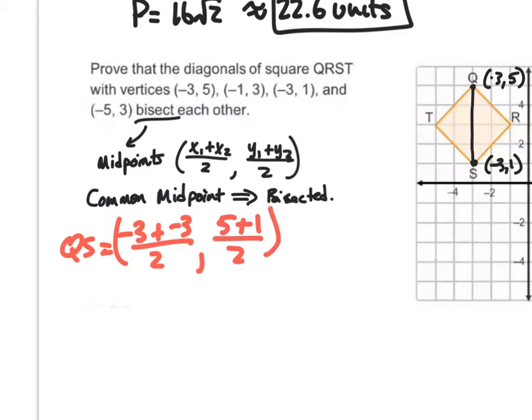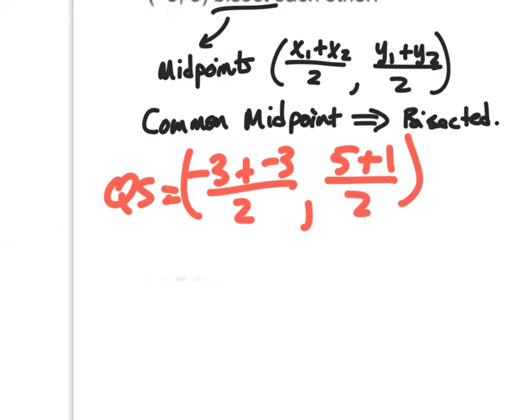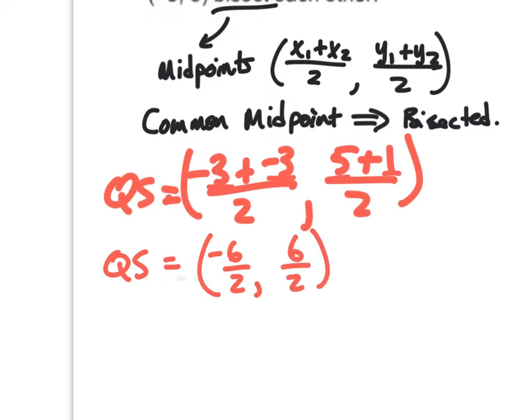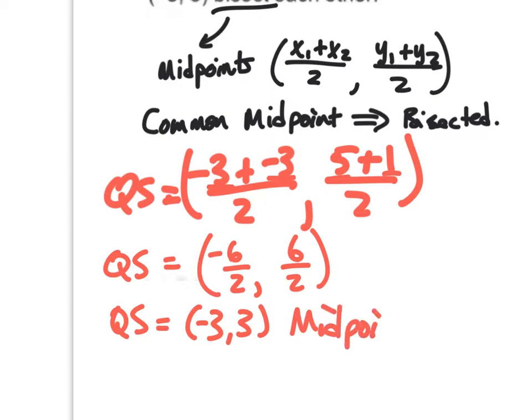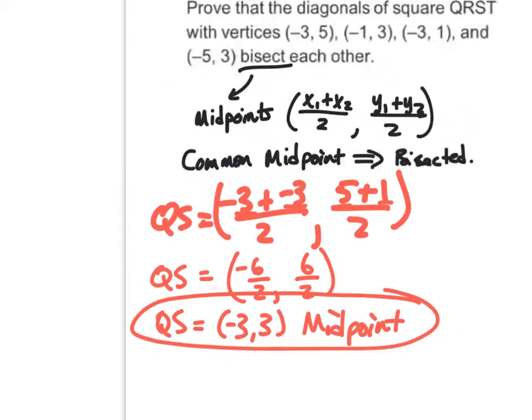And so what happens is we get the midpoints from those. If I evaluate this for QS, negative 3 plus negative 3 is negative 6 over 2, comma, 5 plus 1, which is 6 over 2. And this is going to give us the midpoint of negative 3, comma 3. That's our midpoint. Now what I know is that if we share a common midpoint, then we know that they're bisected.